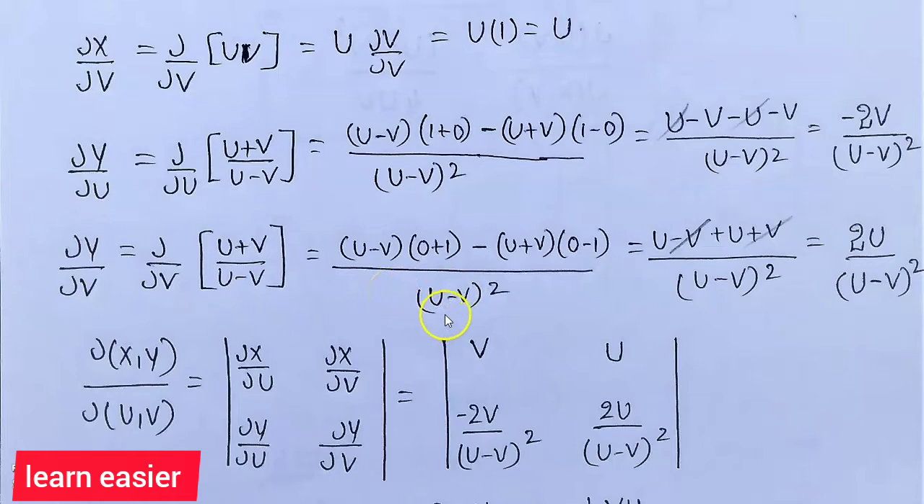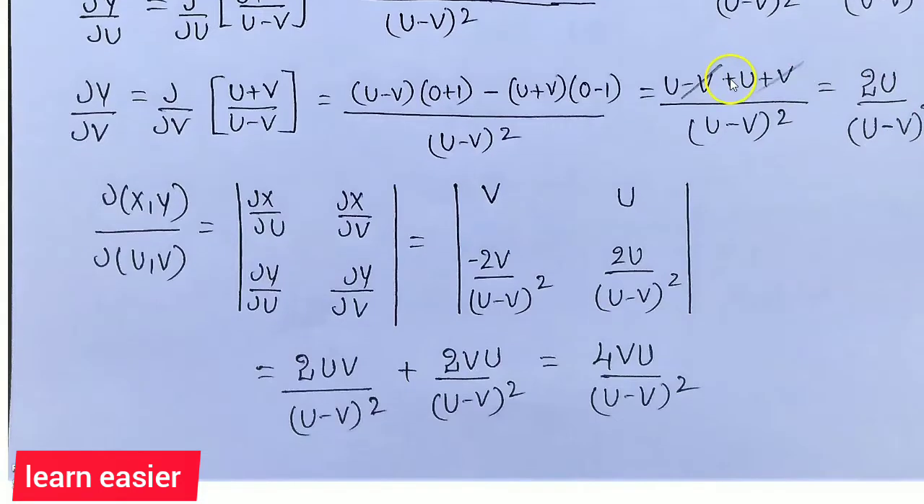So by g square is what? U minus v whole square. So finally we have here u minus v into 1. So that's why here u minus v, and here we have minus. So here also we have minus 1. So minus into minus plus. So plus u plus v. So here minus v and plus v are cancelled out. So we get 2u by u minus v square.